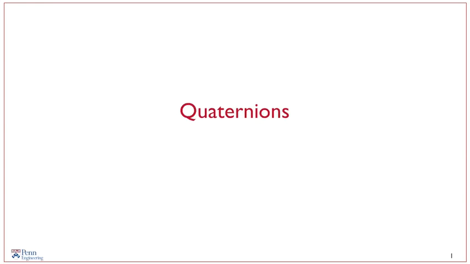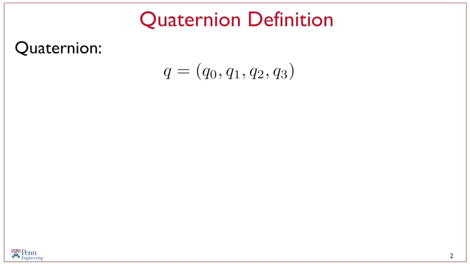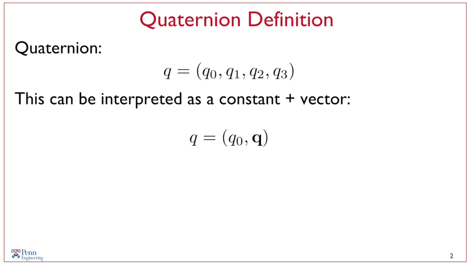In lecture, we saw that we can represent rotations as rotation matrices, Euler angles, and the axis angle representation. In this segment, we'll discuss a final method of representation for rotations, namely using quaternions. A quaternion is a four-tuple. This set of numbers is often interpreted as a constant component Q0 and a three-dimensional vector component Q.